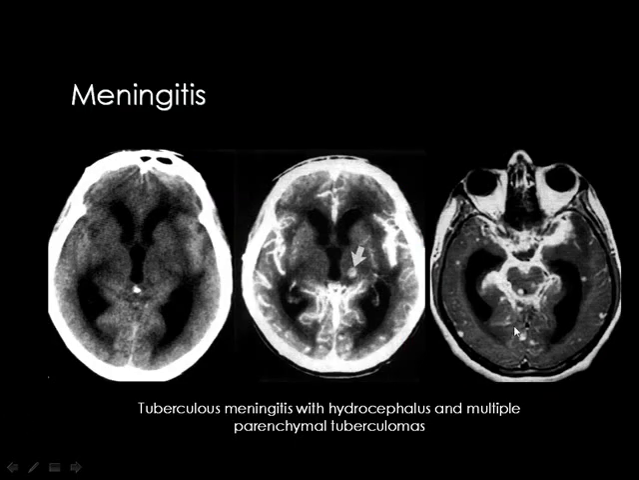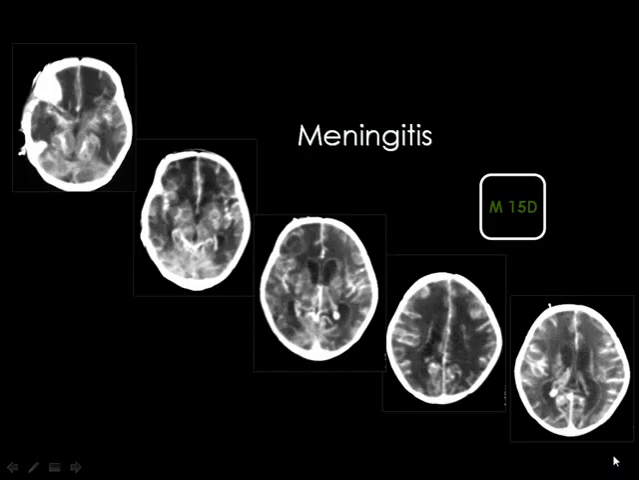This is a case of basal meningitis due to TB. In the pre-contrast CT scan, you can see abnormal high density in the sylvian fissures. After injection of contrast, you get marked enhancement of the leptomeninges and the basal cisterns with multiple tuberculomata scattered throughout the brain.